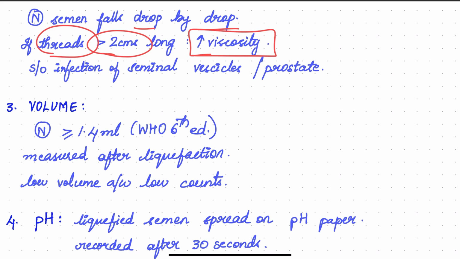Increased viscosity is suggestive of infection of the seminal vesicles or the prostate. Any infection to the seminal vesicle or prostate increases the viscosity of the semen, which is abnormal. The sperms cannot penetrate through the cervical mucus. Hence, it is considered abnormal.